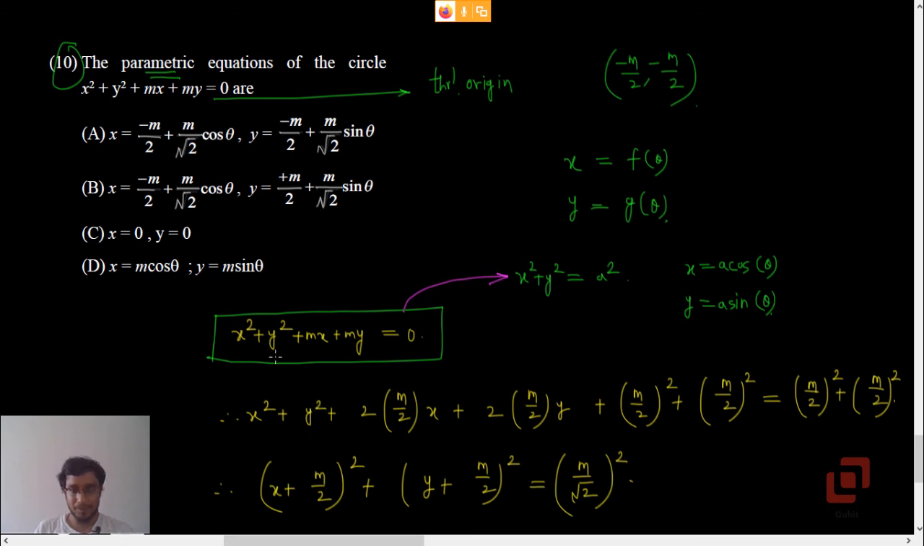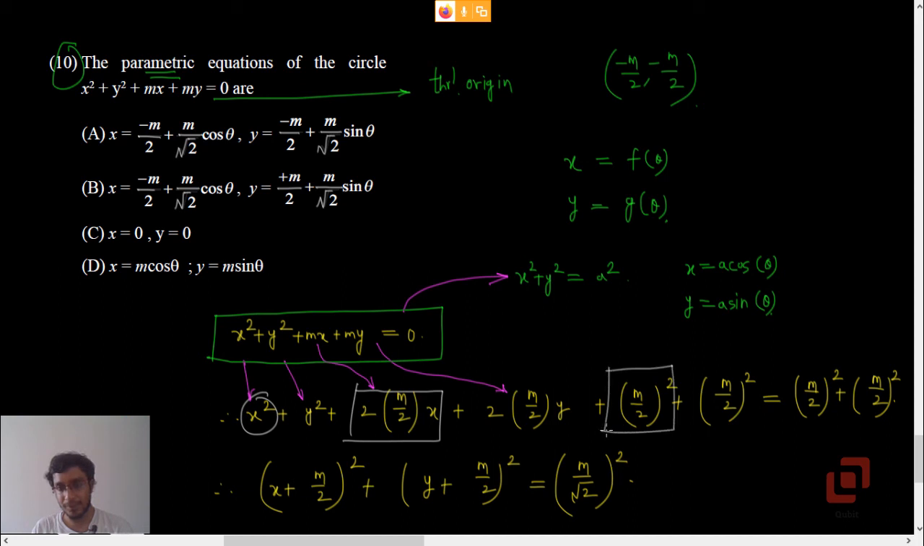By completing the square. Keep x squared and y squared as they are. Write mx as 2 into m by 2 into x, and write my as 2 into m by 2 into y. Now if you consider the terms x squared and 2 into m by 2 into x, then you will find that if we add the square of m by 2, then we could write these three terms, which I have now highlighted in the white color, as a single term, that is x plus m by 2 the whole square.